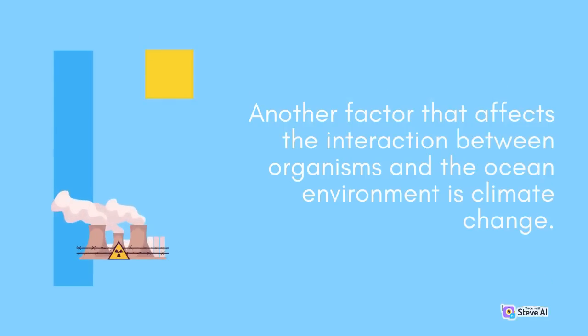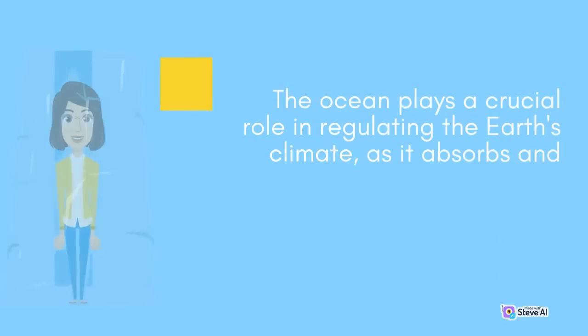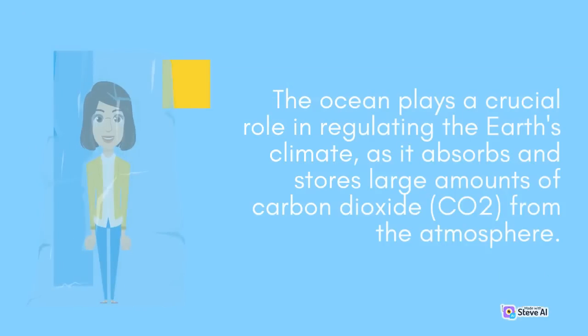Another factor that affects the interaction between organisms and the ocean environment is climate change. The Earth's climate is changing due to the increased concentration of greenhouse gases in the atmosphere, which is primarily caused by human activities such as burning fossil fuels and deforestation. The ocean plays a crucial role in regulating the Earth's climate, as it absorbs and stores large amounts of carbon dioxide, CO2, from the atmosphere.